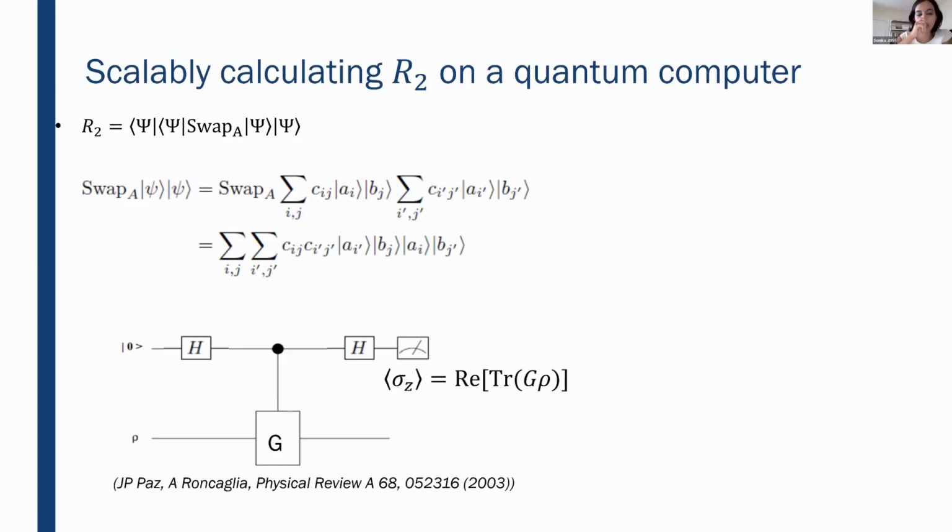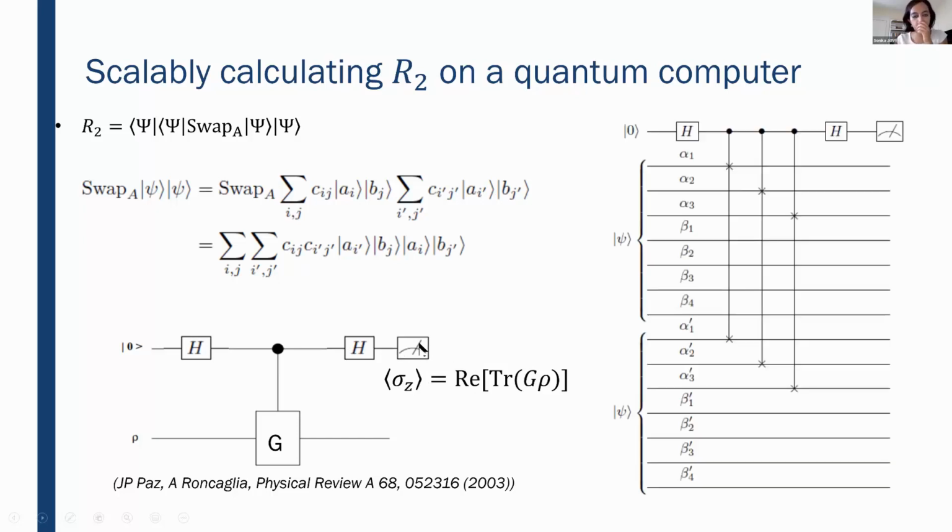So, we also know that to measure the expectation value of any operator, if you have some quantum state, you can put an ancilla qubit in a superposition and then apply a controlled version of that operator and measure the ancilla qubit. And that measurement will give you the expectation value of that operator. So we put these two ideas together.